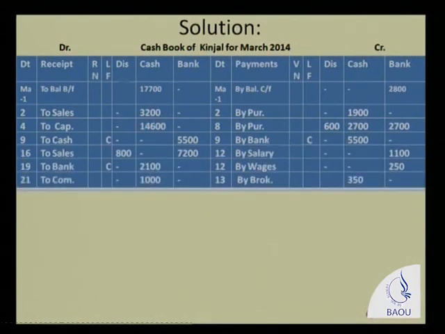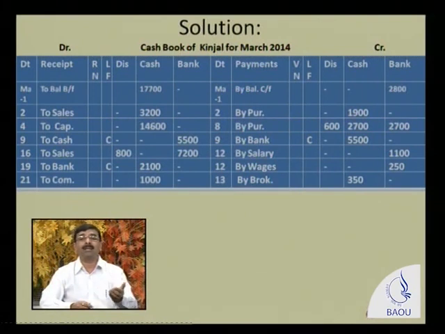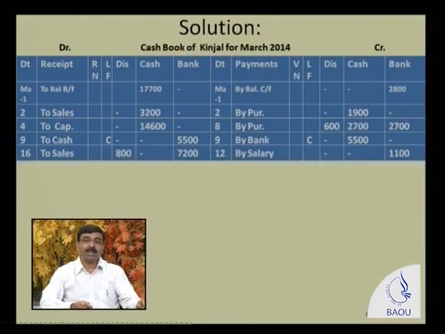So here on the payment side, dated 13, by brokerage, because it's an expense, and it is paid through cash. So in the cash column, rupees 350. As we mentioned, the journal entry is brokerage account debited to cash account. So in the cash column 350, opposite name is brokerage, so it's written as brokerage in the payment column.